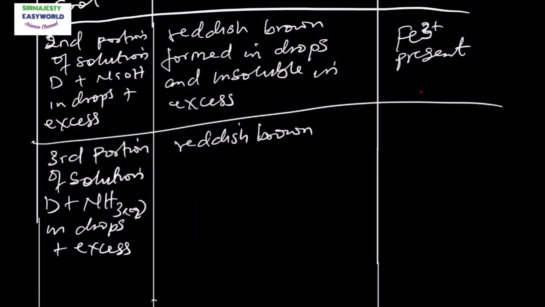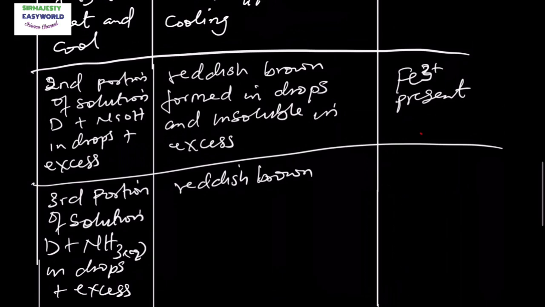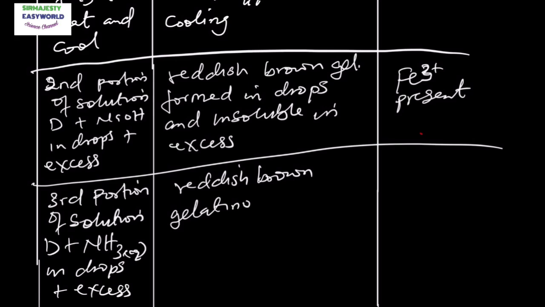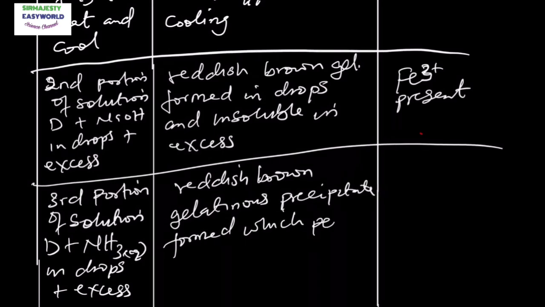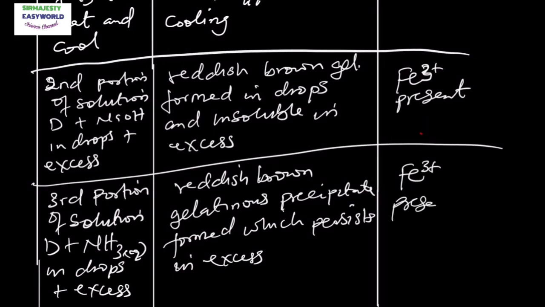So reddish brown gelatinous, I didn't put it here. Reddish brown, please, is gelatinous. Reddish brown gelatinous precipitate formed, which persists in excess. You can still say iron 3 present or likely.